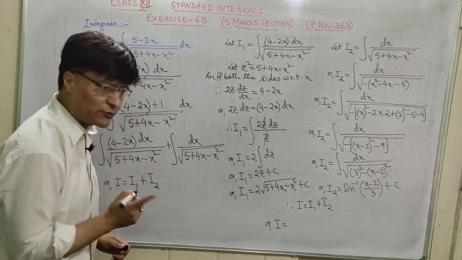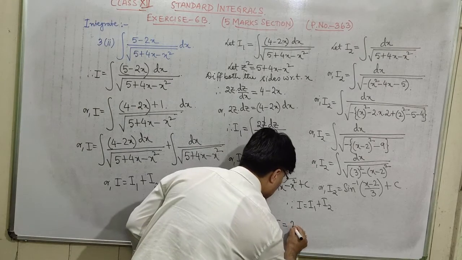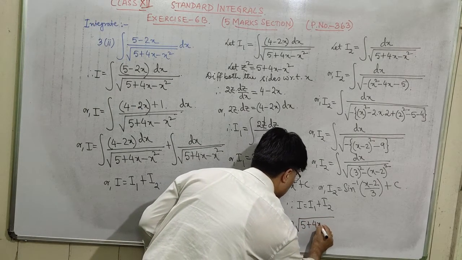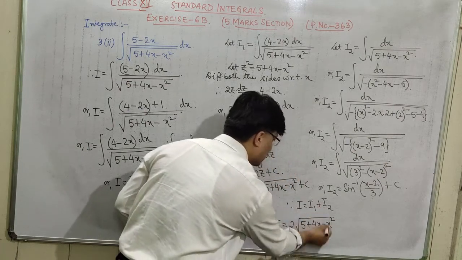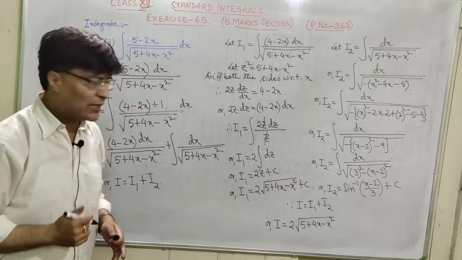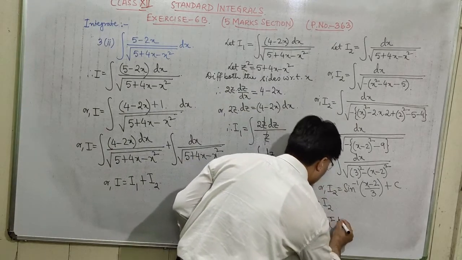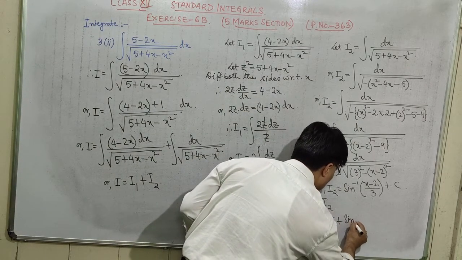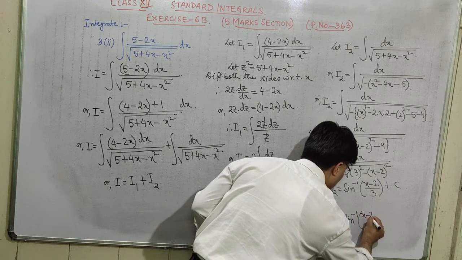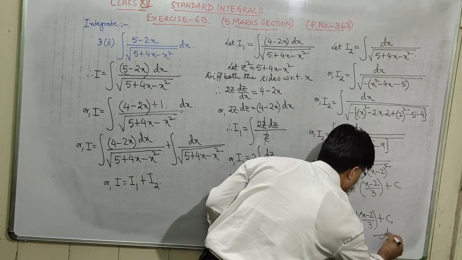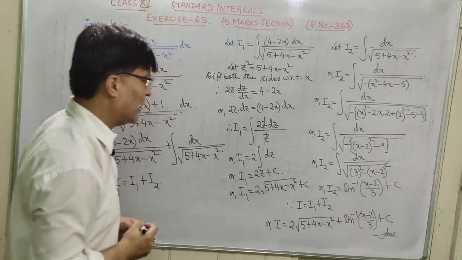Let us first write down I1. So it is 2 root over 5 plus 4x minus x square. Then plus what is I2? Let us write I2. So sine inverse of x minus 2 upon 3, then plus c. So this is the final answer.